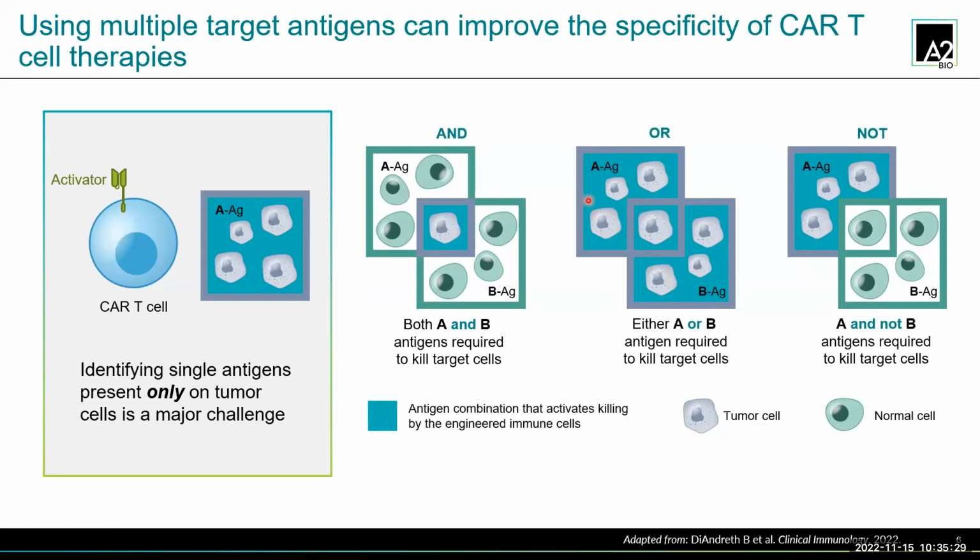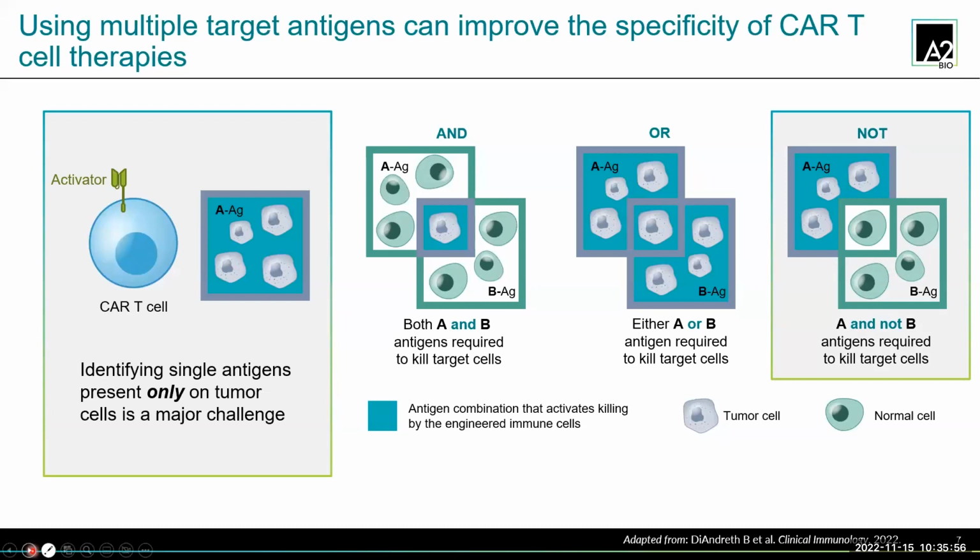Alternatively, NOT gates can be used to target tumor cells which express A antigen but lack B antigen to better differentiate tumor from normal cell targets. This will occur in the case when tumors either downregulate or lose expression of a B antigen. And today I'll describe our TMOD system, which implements a NOT gate.